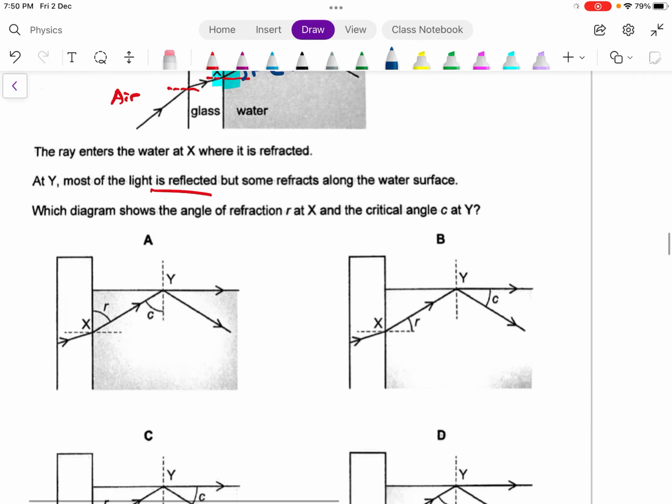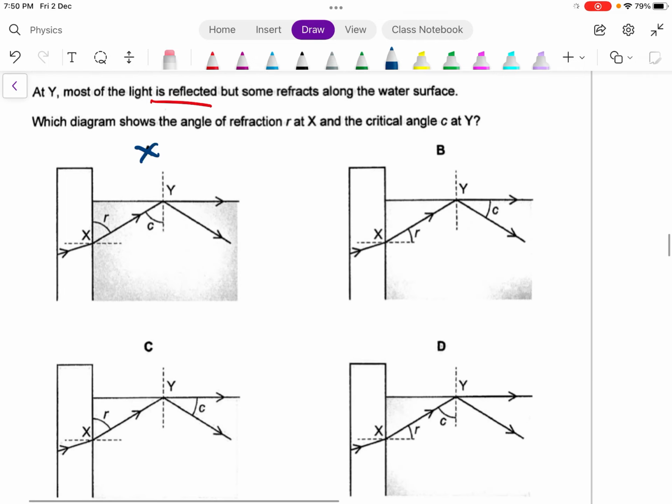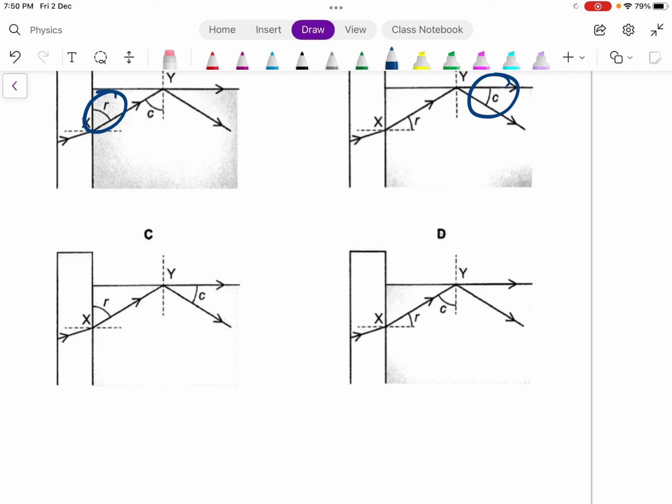So the answer for this is not A, because in A you notice that my angle of refraction is not with respect to the normal. If you look at B, this is wrong because the critical angle shouldn't be right here. C is also wrong because the angle of refraction is not with respect to the normal. D, the angle of refraction is here and the critical angle is here. So this is correct. So it's D.